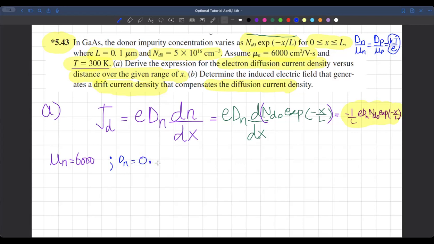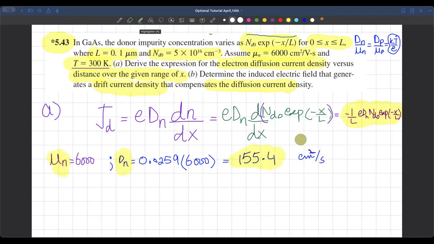0.0259 times mu n. Mu n is 6,000. Just doing the calculation, 6,000 times 0.0259, it's going to be 155.4. You already know the units, but in case you don't, it's centimeter squared per second. So you have the dn as well now.